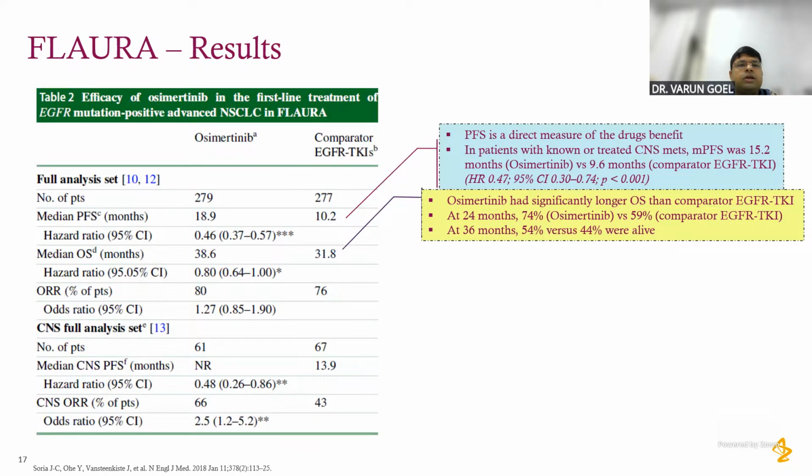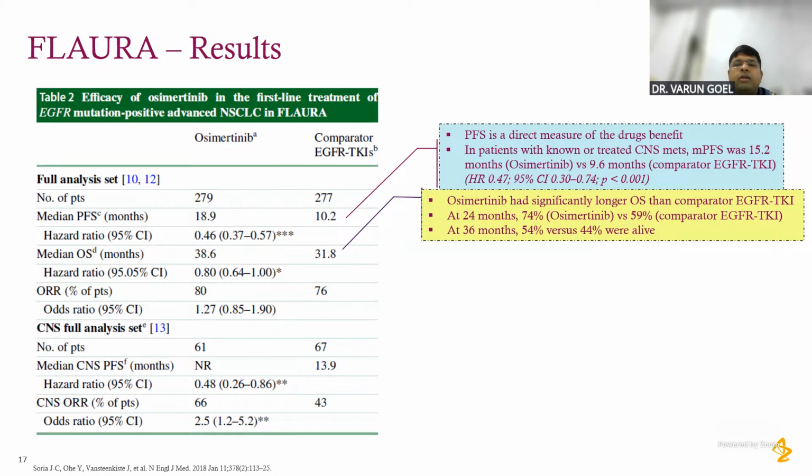So if we see here the results of the FLAURA study, PFS, which is a direct measure of the drug benefit, in patients with known or treated stable CNS mets, median PFS was 15.2 months with osimertinib, while it is 9.6 months with first generation TKI, either gefitinib or erlotinib. So clearly there is a statistically significant improvement in the PFS. The hazard ratio is 0.47.